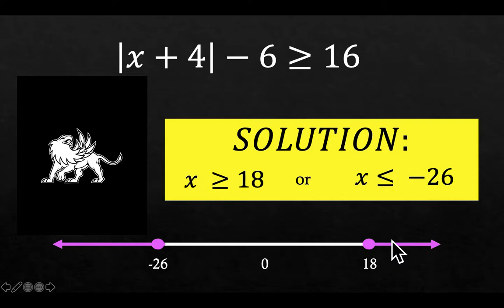Then as a solution, we have 2 parts to that solution. x is greater than or equal to 18, so that's shown here, or x is less than or equal to negative 26, and that's shown over here.